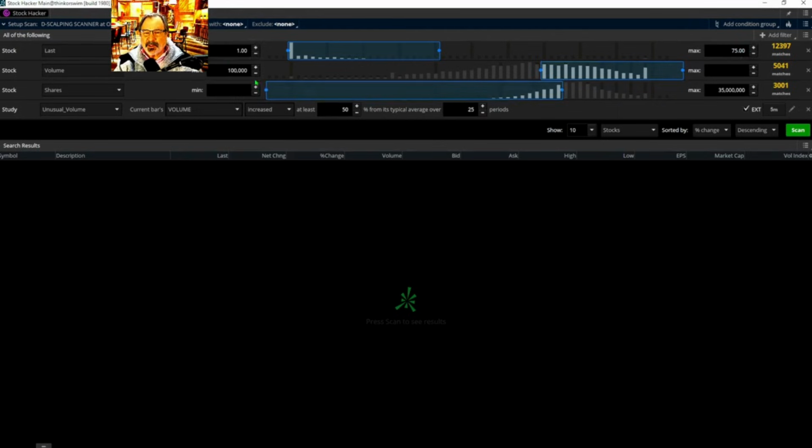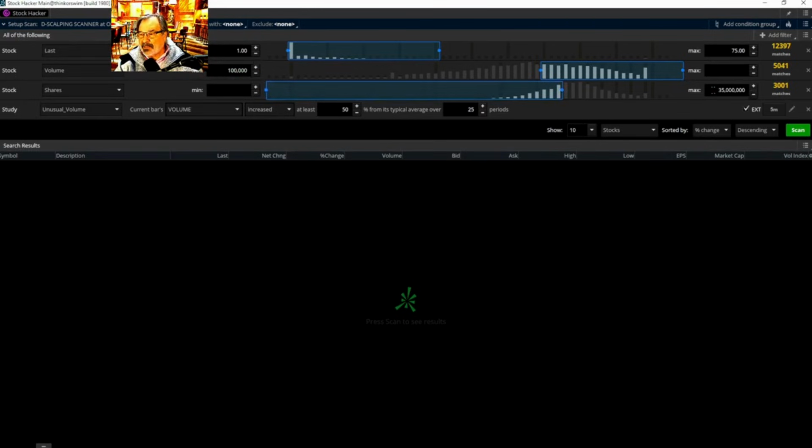I don't know how much you want to go. You trade how you want to trade. Below $1 it gets so volatile and sketchy that I like it to be $2. A lot of people have it at $1 and then 75 high, but you can make that 20 high if you don't want to go that high. Then you have the minimum volume of 100,000. But all of that doesn't really matter.